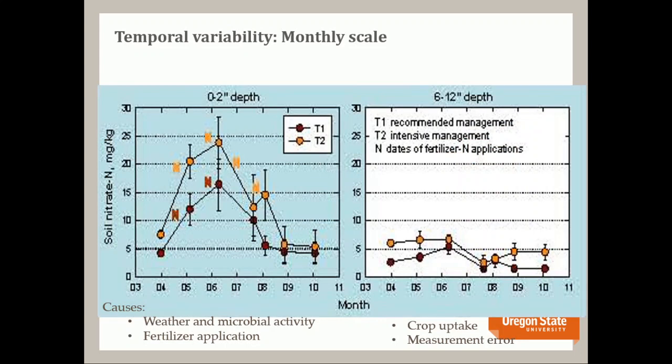The temporal variability at the monthly scale is presented here: weather and microbial activity or fertilizer application. Soil nitrate in milligram per kg with respect to time is shown, with the variation under treatment 1 and treatment 2 on the left side at a depth of 2 inches, while at a depth of 6 to 12 inches, T1 is the recommended management, T2 is intensive management, and dates of fertilizer or N application are marked, but the variation in the graph is presented on the right side. Crop uptake measurement error.